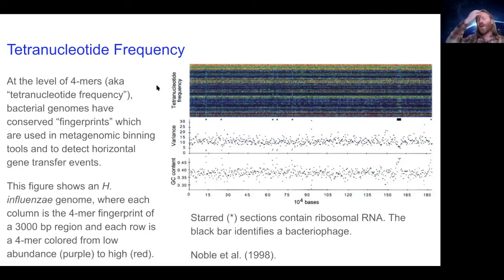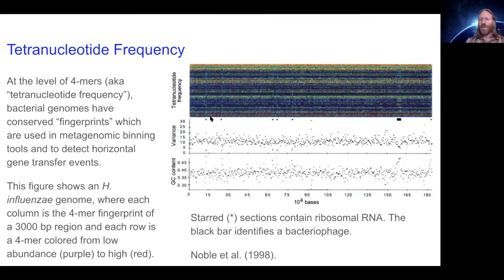And a priori, if you didn't know that there was a conserved tetranucleotide pattern, you might expect this figure to look random, to have random splotches. Each gene, each 3,000 base pair region, could have a different tetranucleotide frequency pattern, but it doesn't. In fact, it's quite conserved across the entire genome, except for a few specific regions.